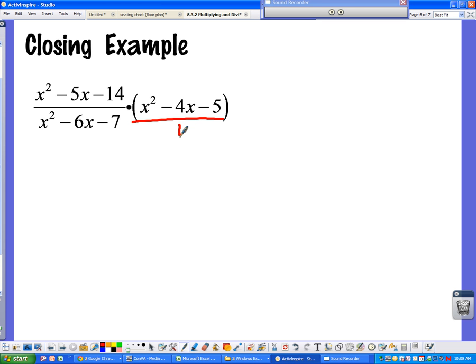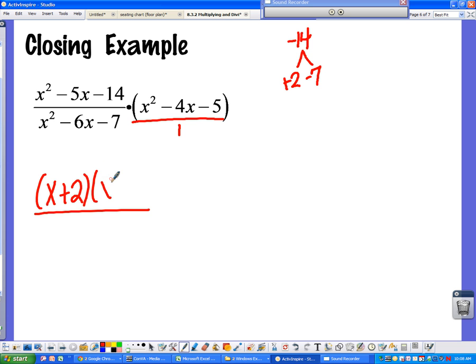Since I have 3 trinomials, the very first thing that we're going to have to do is factor. So let's find what multiplies to get me -14. Let's try -2 and 7. Well, let's switch the sign, so I get -5. So I get x plus 2, x minus 7. And on the bottom, -7, well, that gives me a -6. I'm sorry, -7 times 1, and that gives me a -6.